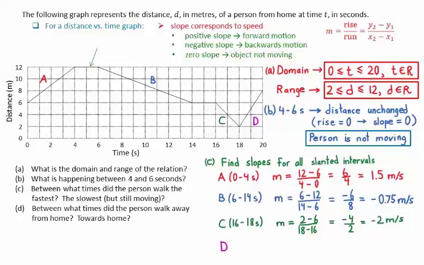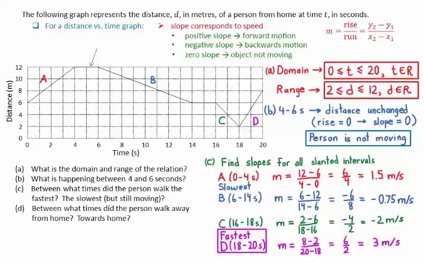And for interval D, 18 to 20 seconds, again the slope is the change in the distance, 8 minus 2, divided by the change in time, 20 minus 18. This gives 6 over 2, or 3 meters per second. Note here that the fastest interval corresponds to interval D. 3 is the highest magnitude. The slowest corresponds to interval B. That corresponds to the lowest magnitude of the slopes.